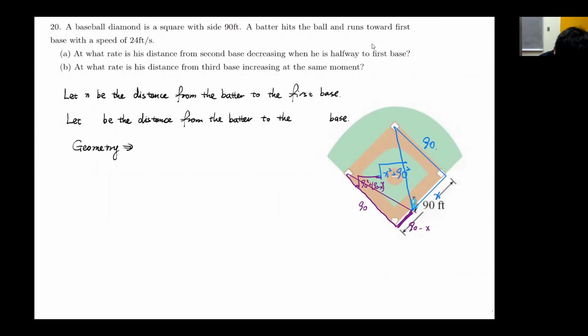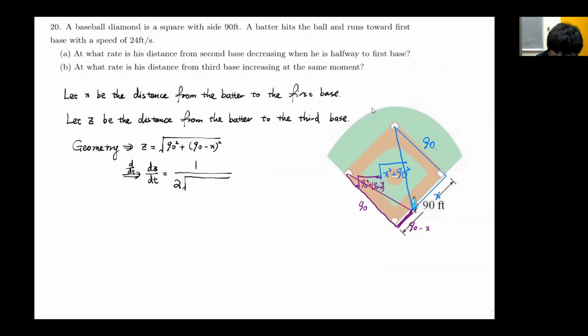To handle part B, we will set z to be the distance from the batter to the third base. From the geometry we have discussed in the very beginning, we see that z equals root of 90 squared plus 90 minus x squared. If you apply d over dt on both sides, the left-hand side is dz over dt, and on the right-hand side I need to use the chain rule again. The derivative of the square root function is 1 over 2 square root evaluated at the inner function.